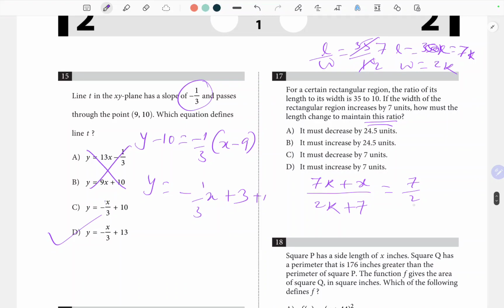Can we find x now? Cross multiply here. 2 times 7k, which is 14k, and this is 2x, and 2k times 7, which is 14k, and 7 times 7 is 49. 14k and 14k we can cancel.